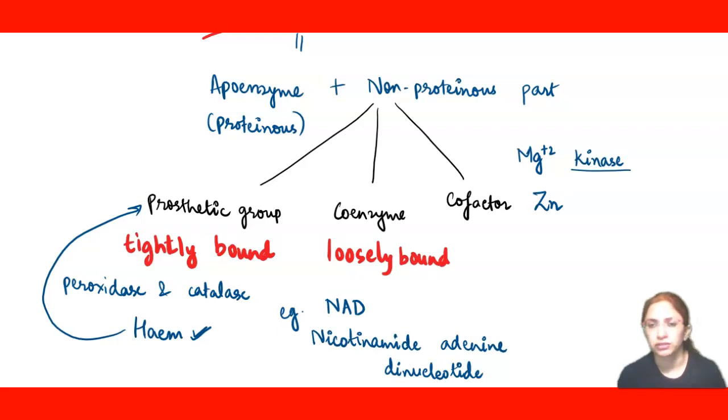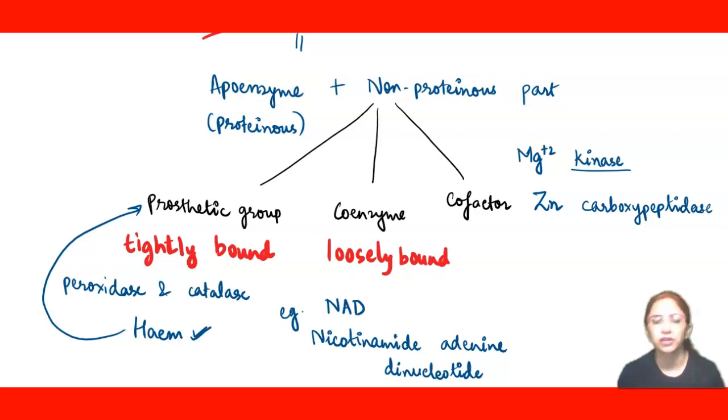Another cofactor is zinc, which is very important, and it works as a cofactor with carboxypeptidase enzyme. Carboxypeptidase is one of the vital enzymes that is secreted in the pancreatic juice, and it helps in the digestion of proteins. So once again, let's recapitulate.